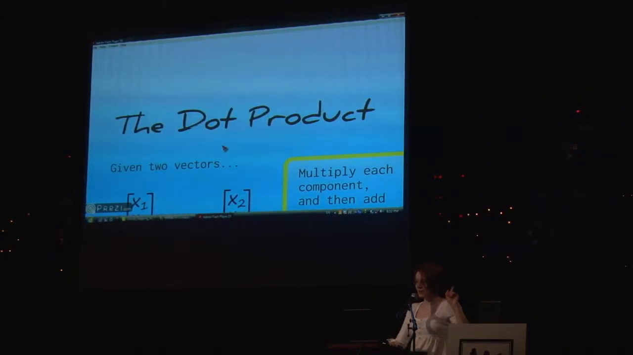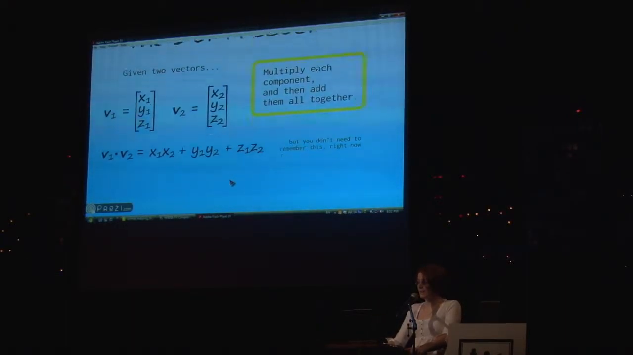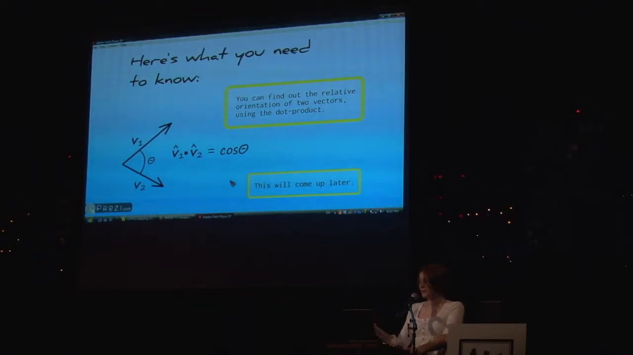First, we're going to talk about something called the dot product. Given 2 vectors, you basically multiply x by x, y by y, z by z, and then you add all those up. Real simple, but you know what? You don't need to remember that either, because you have a function for it. Here's what you need to know. v1 hat dot v2 hat equals the cosine of theta. And you're like, oh no, I don't remember cosine. Was that the one that starts at 1 or the one that starts at 0? I'll cover that in a moment. But this will come up again in a moment.